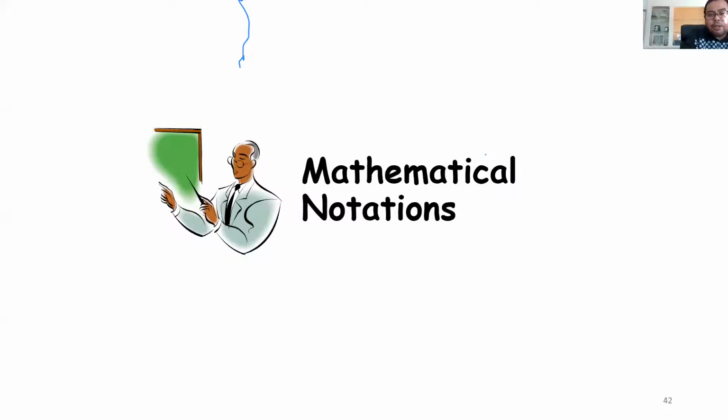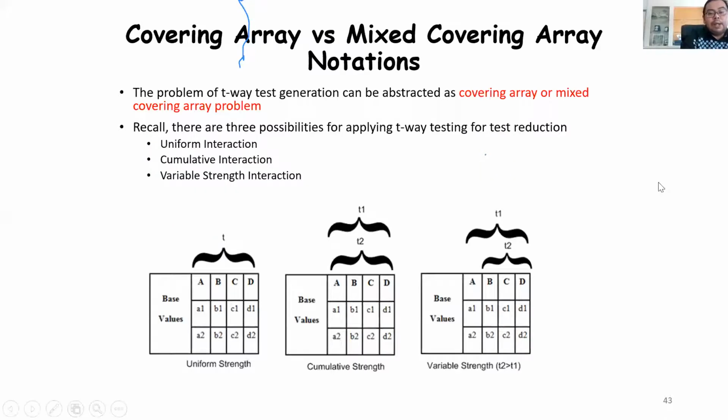Now I'm going to share with you some mathematical notation, because if you understand the mathematical notation, then you can understand the papers when you read them. When you read the papers on T-way testing, if you understand the mathematical notation, then you understand what the paper is talking about. Okay, if you remember, there are 3 possibilities applying on T-way testing: uniform strength, only one strength; cumulative strength; or variable strength, where in this case T2 must be larger than T1. You cannot have T1 larger than T2.